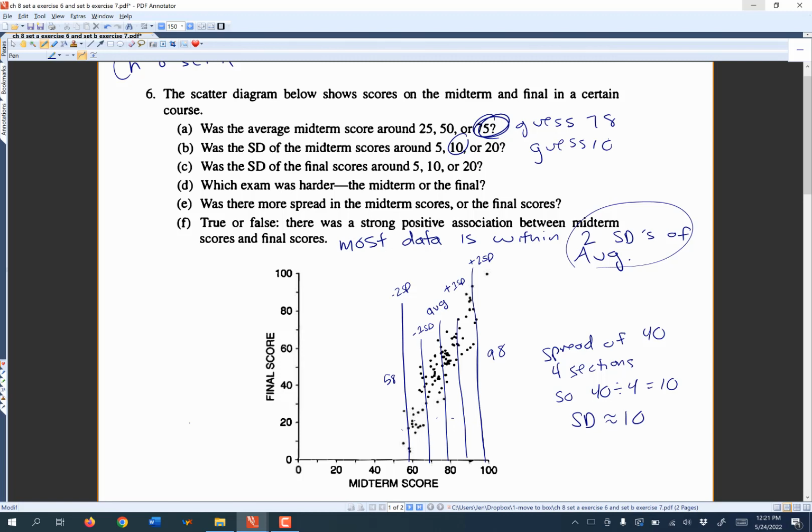Earlier I did it eyeballing. I actually guessed more like 8. It just depends on how you draw your lines down. You're not supposed to be exact, but you should be able to figure out if it should be 5, 10, or 20. Again, most of your data should be within 2 standard deviations of the average. So kind of eyeball it.